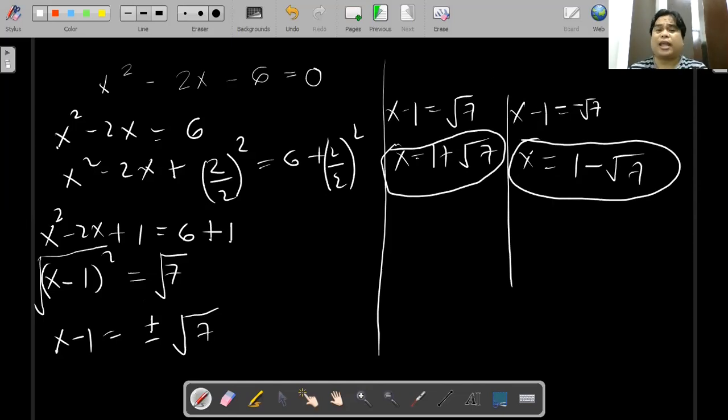Okay, that's all, folks, and I hope I was able to help you understand how to solve quadratic equations by using the completing the square technique.